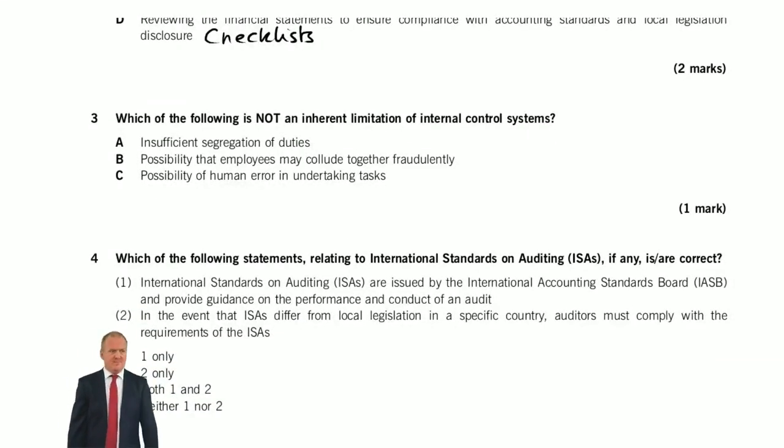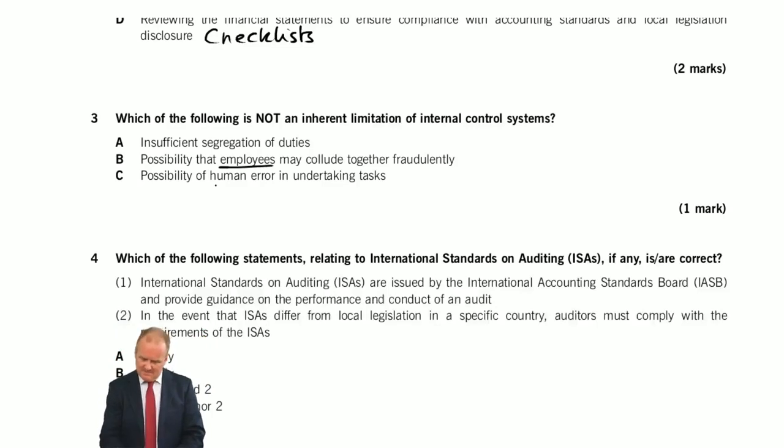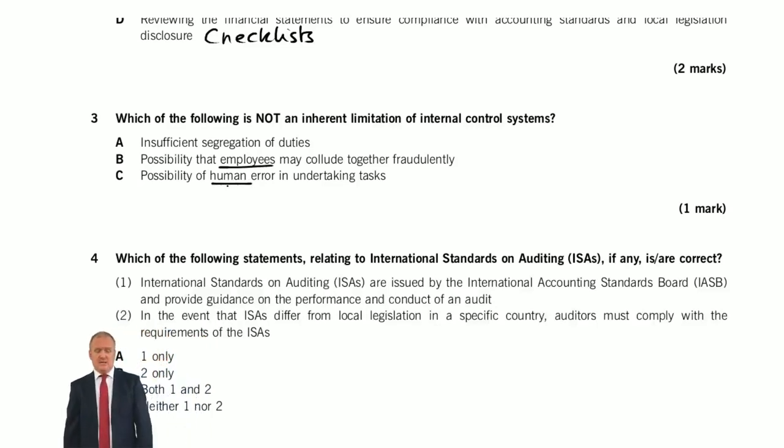Question 3. Which of the following is not an inherent limitation of internal control systems? Well, the inherent limitations of control systems are largely that humans do them. And humans break the rules, override controls, and are subject to human error. And there are some humans, and there are some humans. So B and C will almost certainly be inherent limitations. Human error, C; employees may cheat and collude, B. Yep, those are inherent limitations. People.